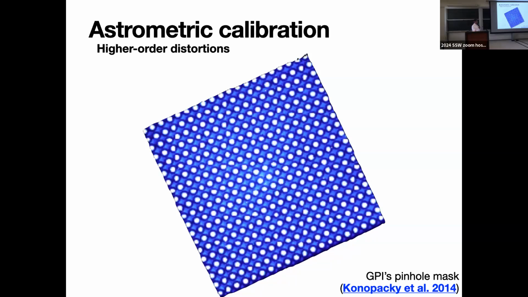And this can be done with a pinhole mask, where you have a mask that has pinholes at a very regular grid with regular spacing. We image this mask, and then we can measure the spacing between all these spots on the detector to remove these higher order distortions. But this doesn't give us the absolute calibration on sky, right? Because it's just internal to the instrument.